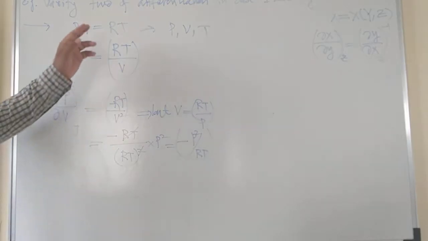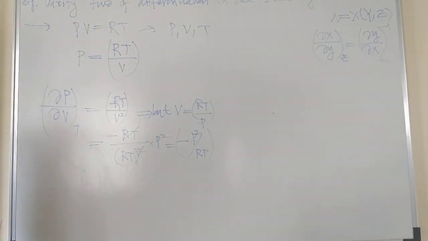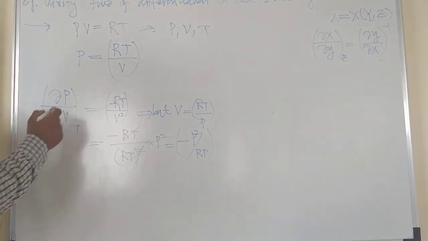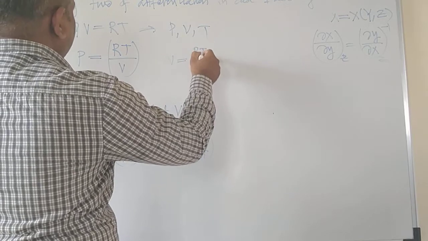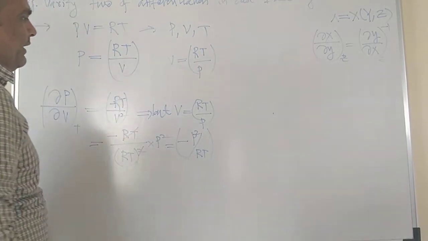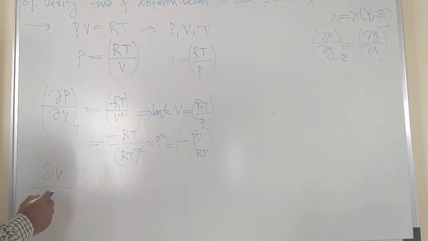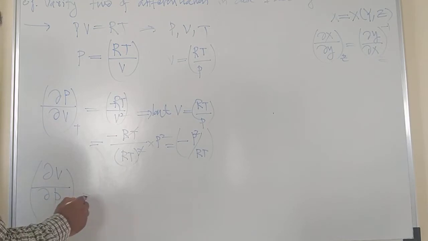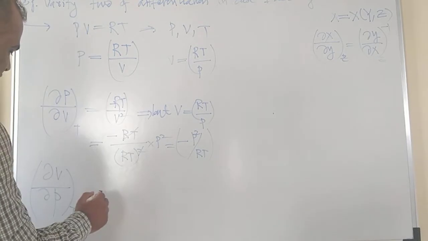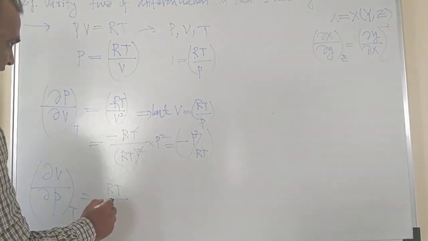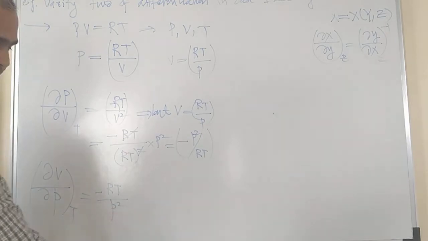Now differentiate this function for volume. So you need to write this relation for volume. For volume, this is equal to RT by P. And now differentiate: ∂V/∂P at constant T. So this will give the differentiation of this function with respect to P. RT is again constant, and the differentiation of 1 upon x is minus 1 by P square.